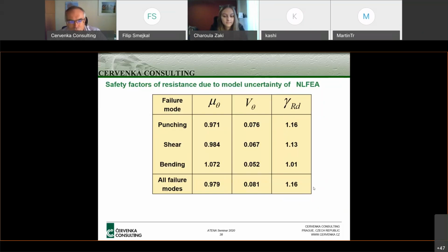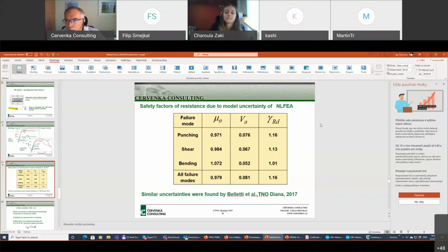Let's say if we don't know, sometimes it may be difficult to really recognize in our structure what is the failure mode, then we should use, of course, the most conservative value, that means 1.16. So let's have a look now at some practical applications. For that, I will open another presentation.